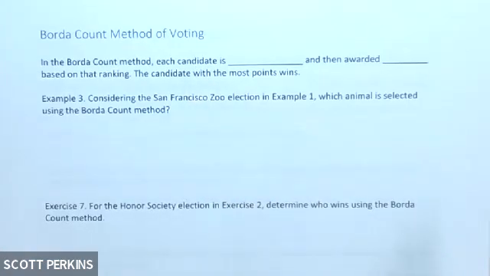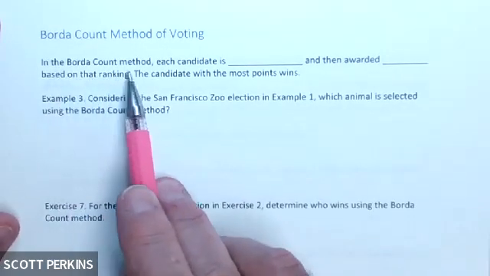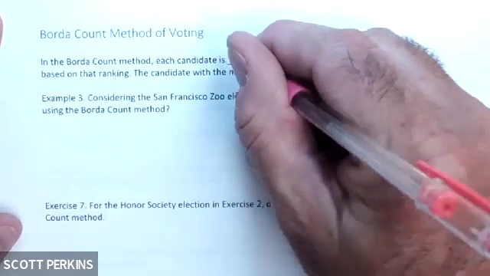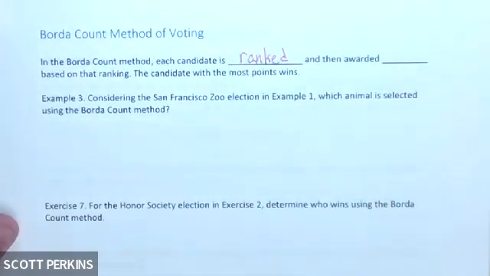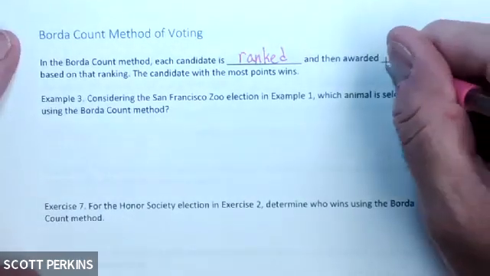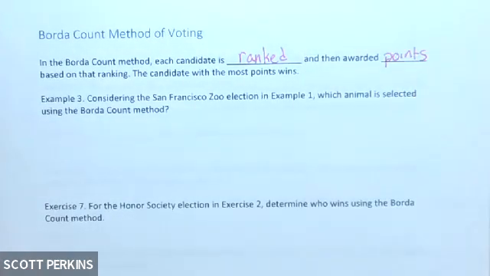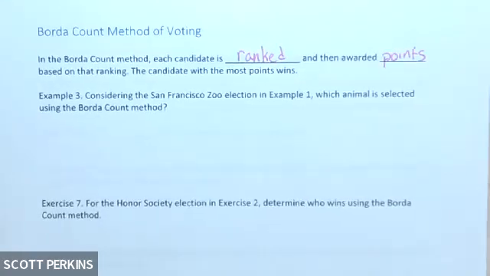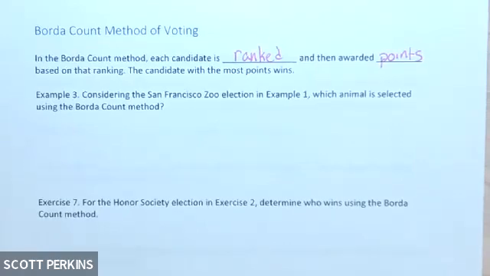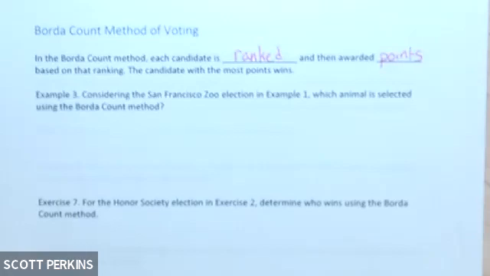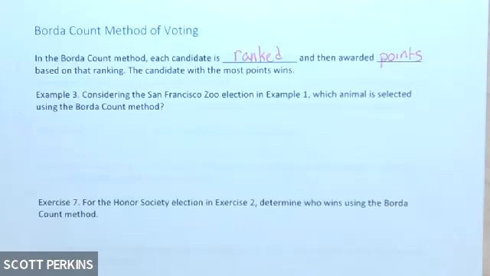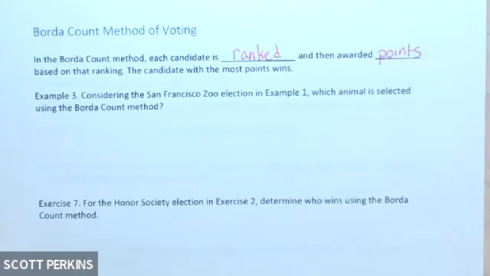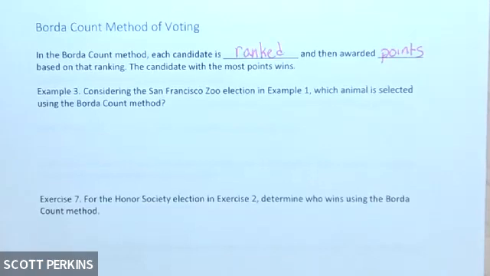And what that means, Borda is the mathematician that came up with this. So in the Borda count method, each candidate is ranked and then awarded points based on that ranking. And the candidate with the most points wins. Now, the pro to this is that you can win if you don't get all the first place votes, but the con to this is that it's easily manipulated. You can really easily manipulate a Borda count election. But anyway, be that as it may.